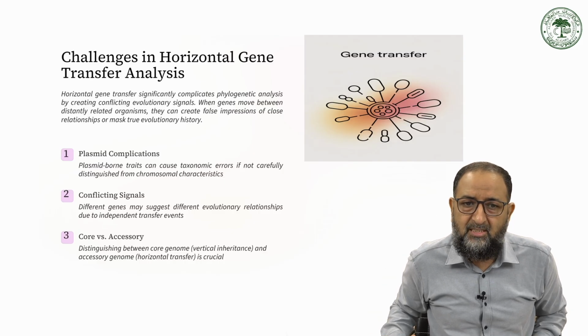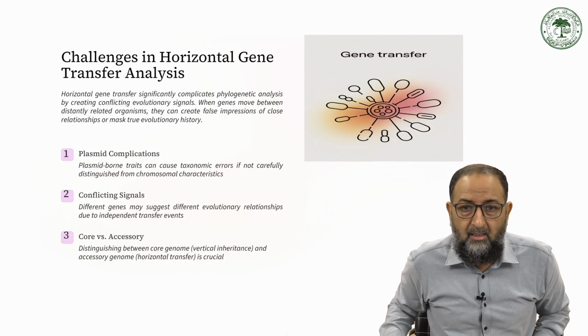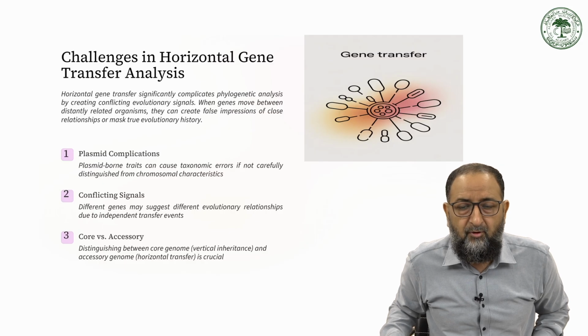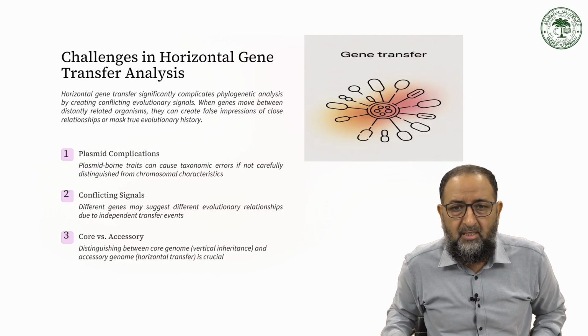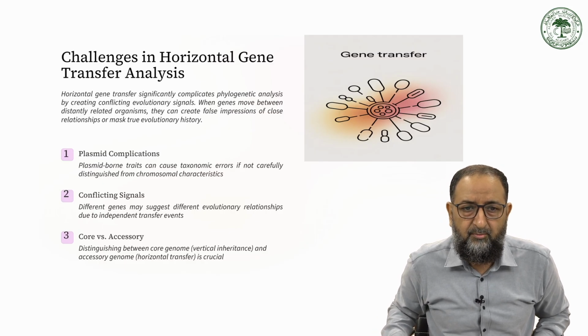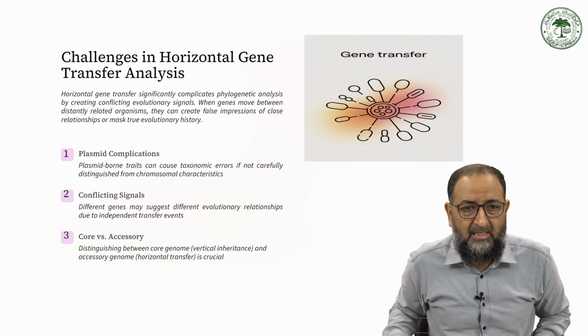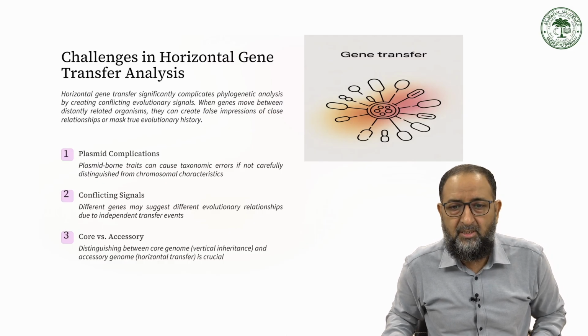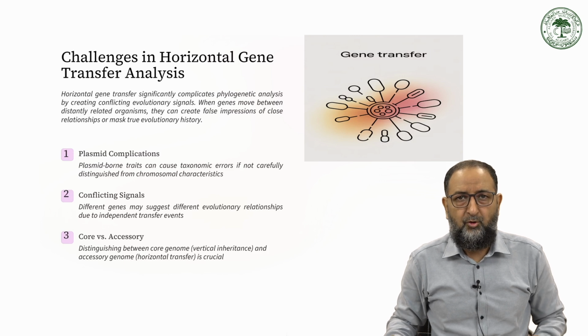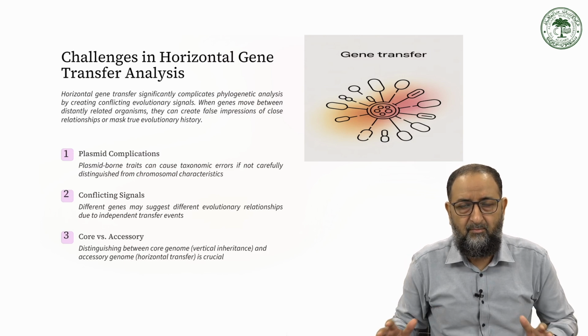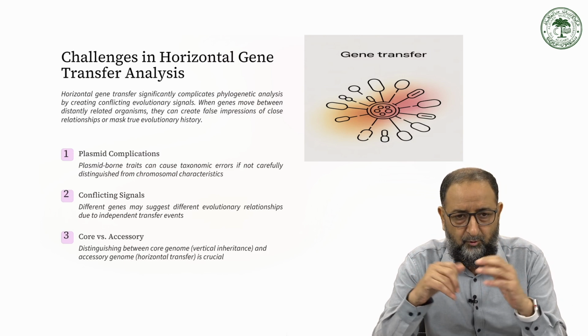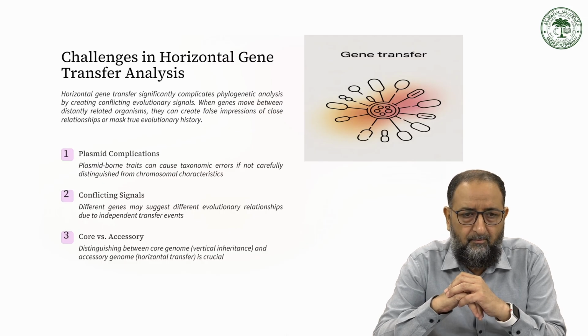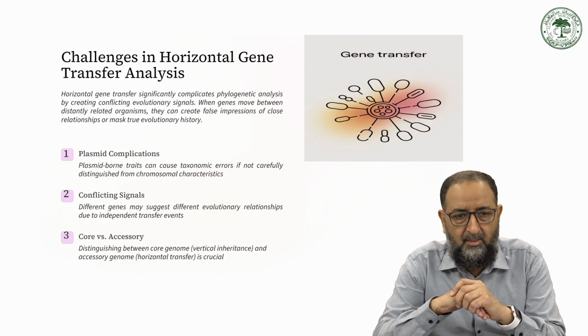So plasmid-borne traits can cause taxonomic errors, because it carries different genes, if not carefully distinguished from the chromosomal characteristic features. Conflicting signals: different genes may suggest different evolutionary relationships. Right. So you can have different signals sometimes within the same individual's genome due to independent transfer events.